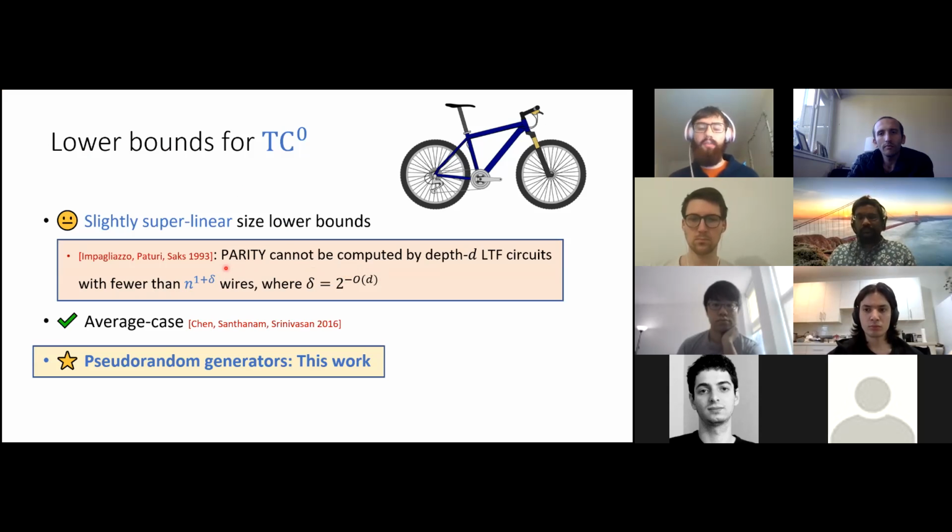More generally, any symmetric function can be computed by polynomial size depth 2 LTF circuits.